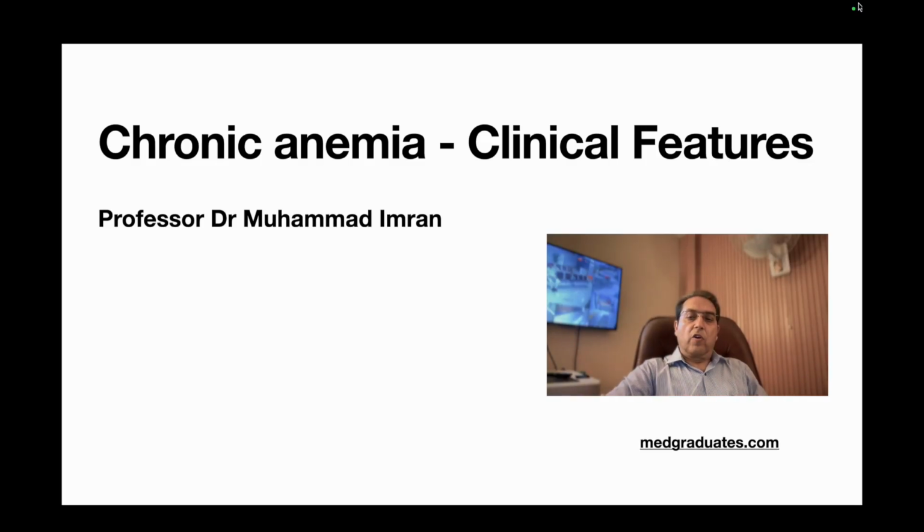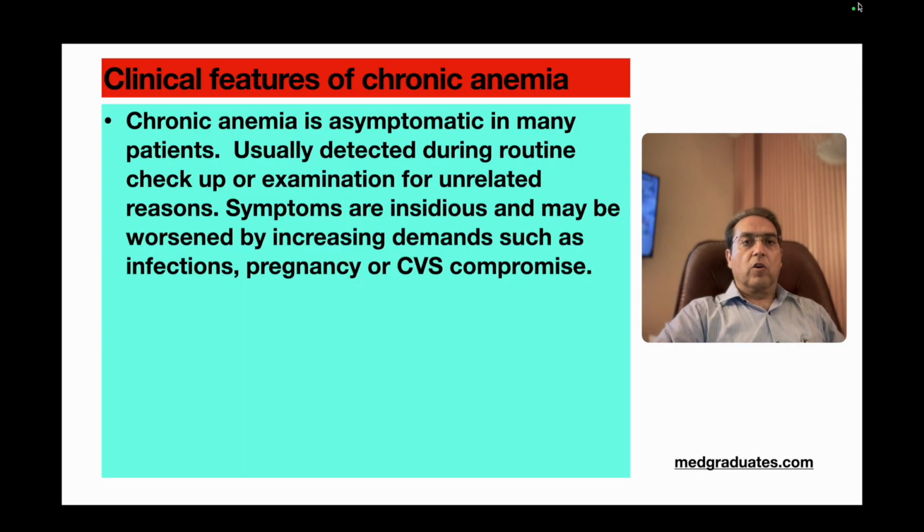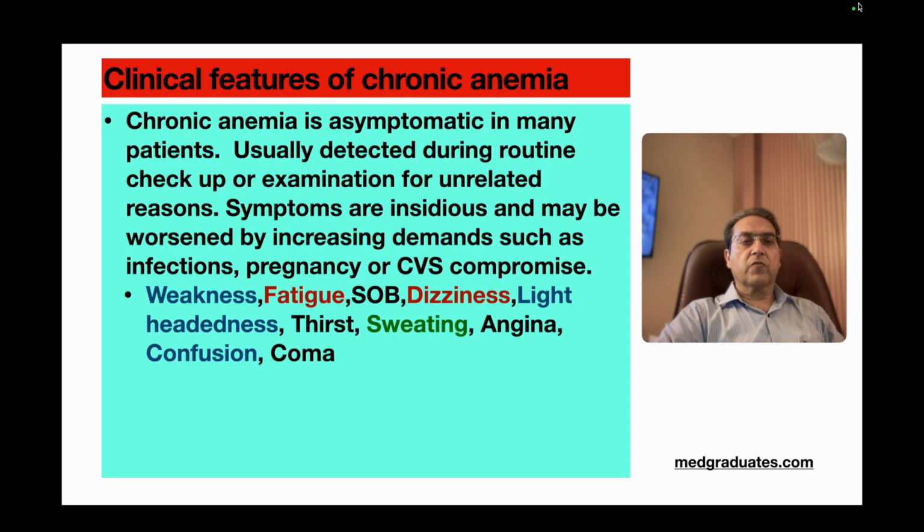Chronic anemia is different from acute anemia. It presents differently. When you see the clinical features of chronic anemia, the patient may be asymptomatic for a very long time, usually detected during routine examination or examination for unrelated reasons. Symptoms are generally insidious and may be worsened by factors like infection, pregnancy, or cardiovascular compromise. The symptoms may include weakness, fatigue, shortness of breath, dizziness, lightheadedness, thirst, sweating, angina, confusion, and sometimes, very rarely, coma.